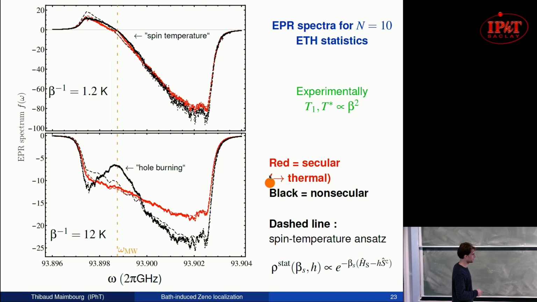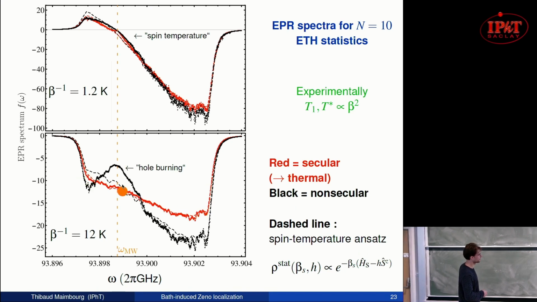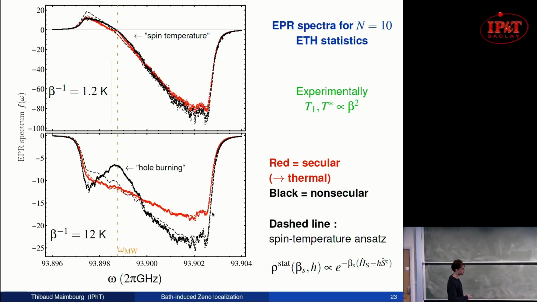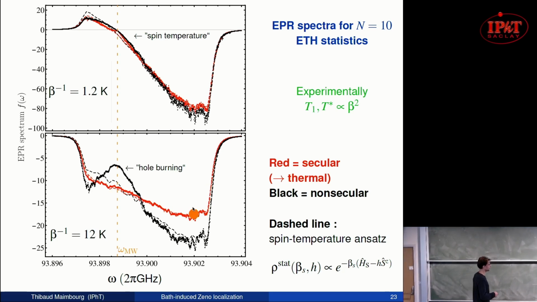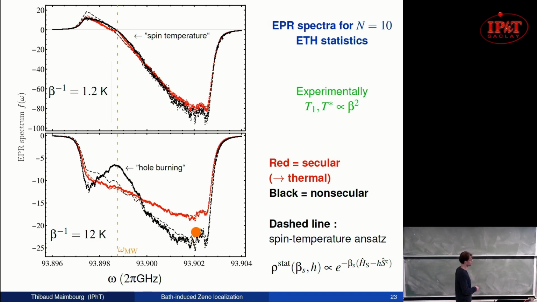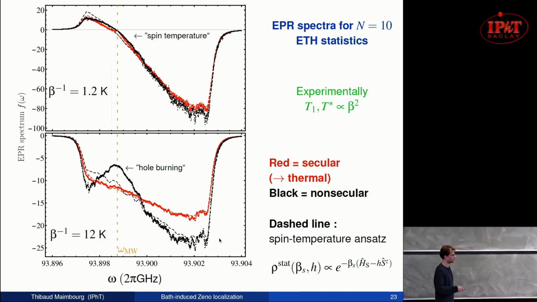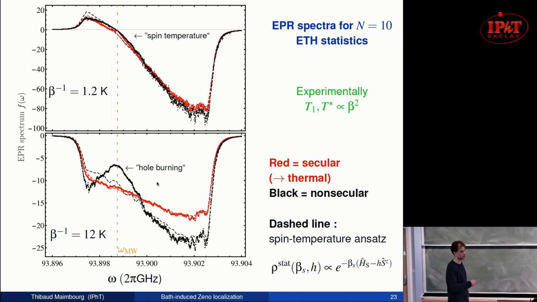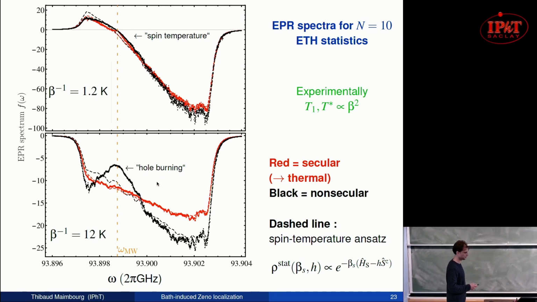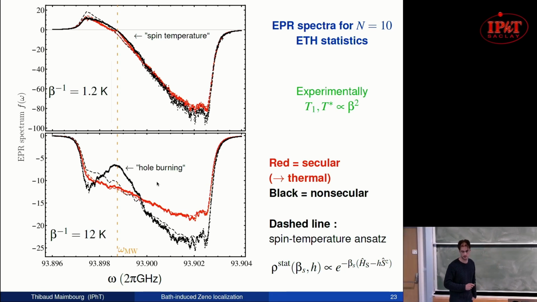And if you fit here, the dashed line fits pretty well the secular one because it's thermal, but you see that it cannot really adapt to the non-secular one, because this shape is really non-thermal at all. You cannot fit it in this way. So these are data from the numerical solution of the equation. Before, I looked at polarization because it's more physical for us.